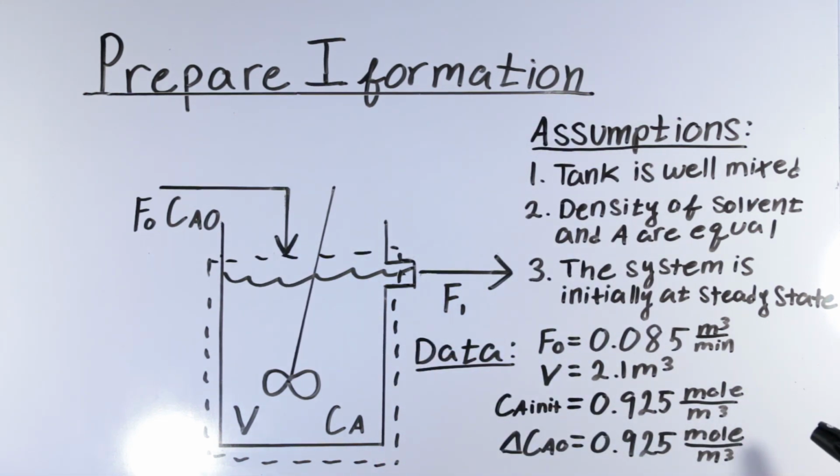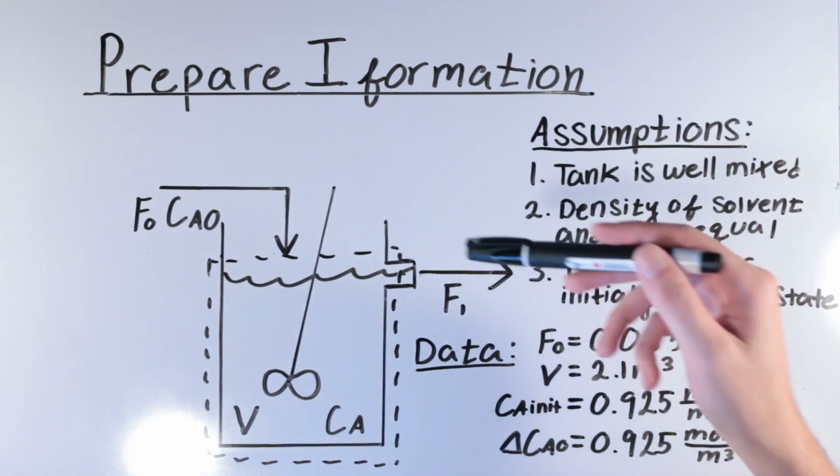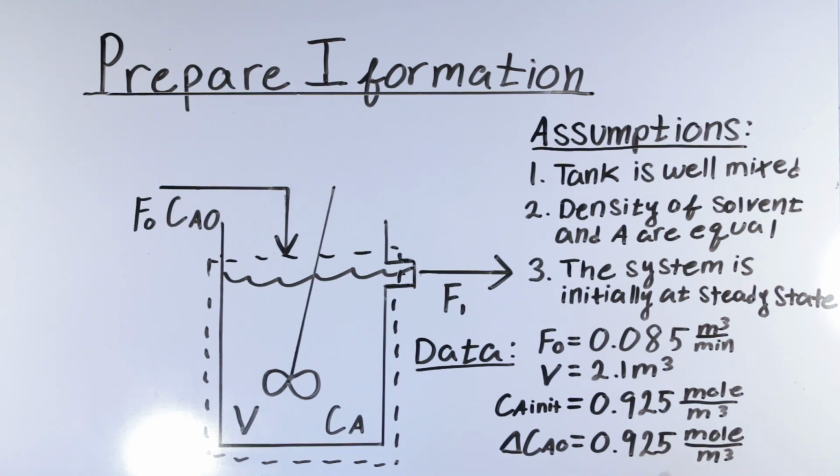Additionally, we're given some data about this system. The flow rate of the inlet stream is 0.085 meters cubed per minute. The volume of the tank is 2.1 meters cubed. The concentration of A in the tank initially is 0.925 moles per meter cubed, and the change in concentration in the inlet stream will also be 0.925 moles per meter cubed. So the concentration of chemical A in the tank after the input change is going to be the sum of these two values, which is 1.85 moles per meter cubed.